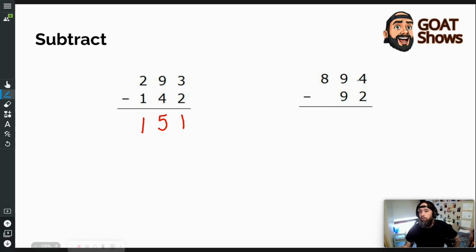All right. 894 minus 92. Go all the way to the right. 4 minus 2 is 2. 9 minus 9 is 0. And 8 minus nothing is 8. So our answer is 802.